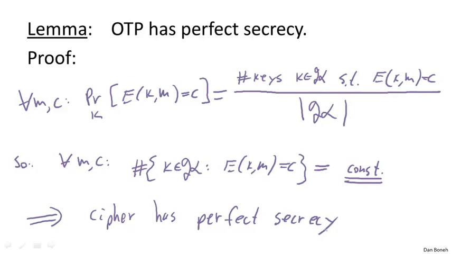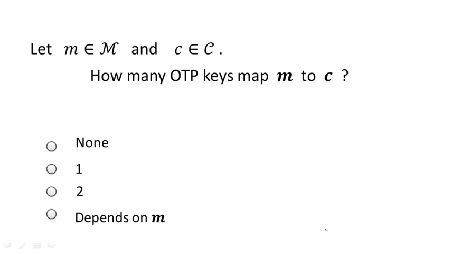Okay, so let's see what we can say about this quantity for the one-time pad. So the question to you is, if I have a message and a ciphertext, how many one-time pad keys are there that map this message M to the ciphertext C? In other words, how many keys are there such that M XOR K is equal to C? So I hope you've all answered 1, and let's see why that's the case.